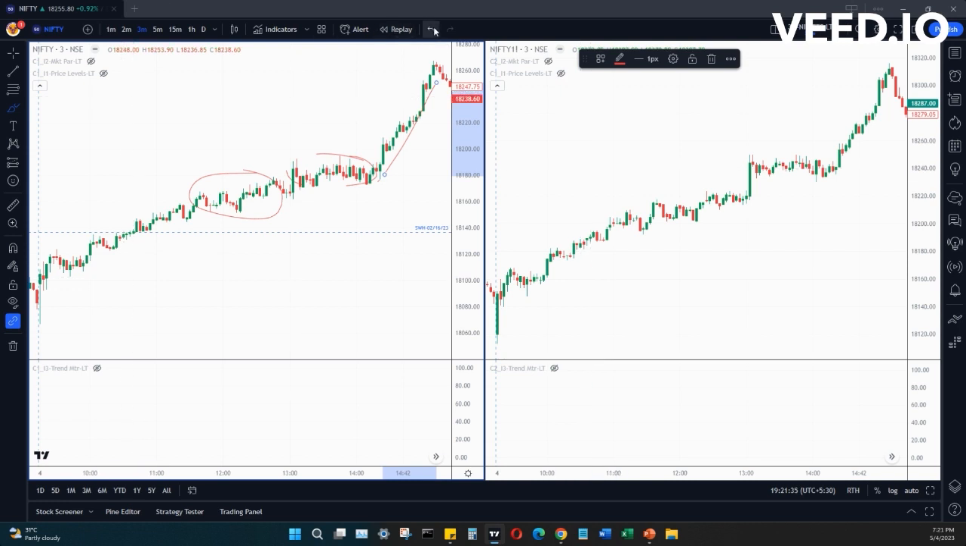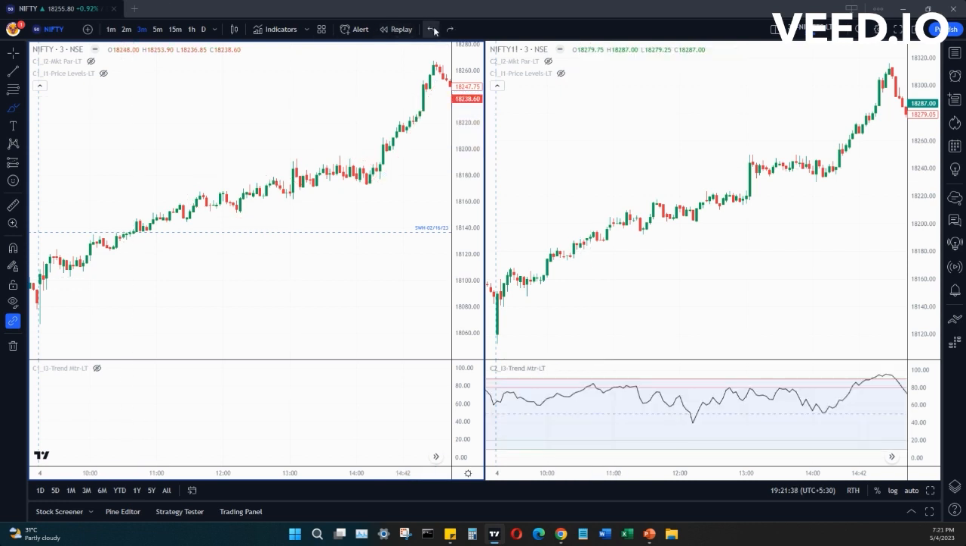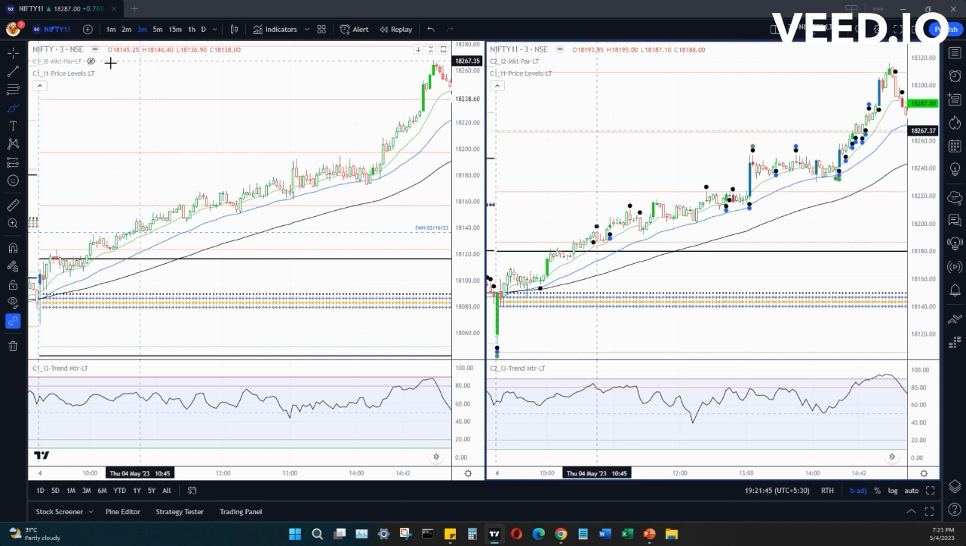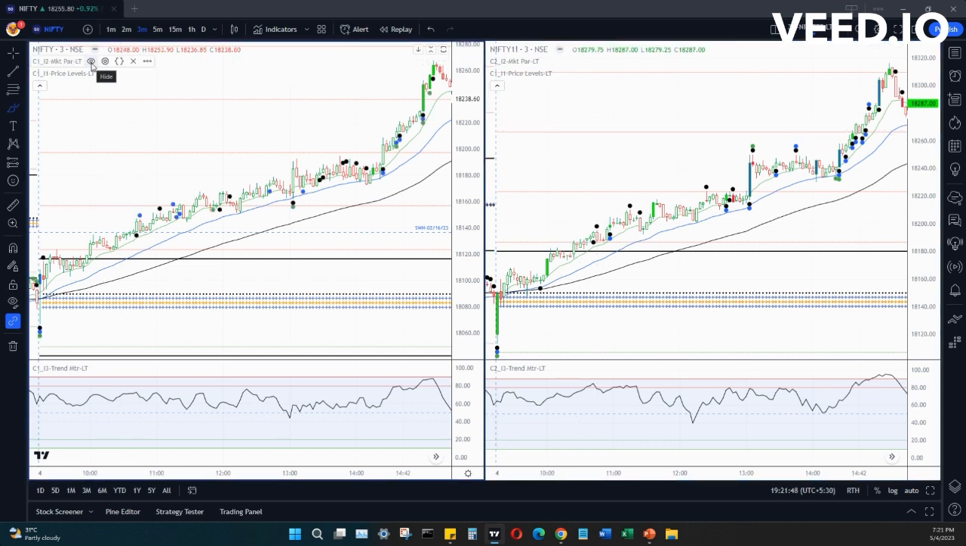Okay, so let me quickly remove these drawings before I turn the indicators on. Okay, so we have the trend meter, we have the locations, and we have the participation, right? So these three custom indicators, I've discussed about these indicators in many of the videos, right? These indicators are built to be placed on the Nifty 3 minute charts. So it's all custom indicators.